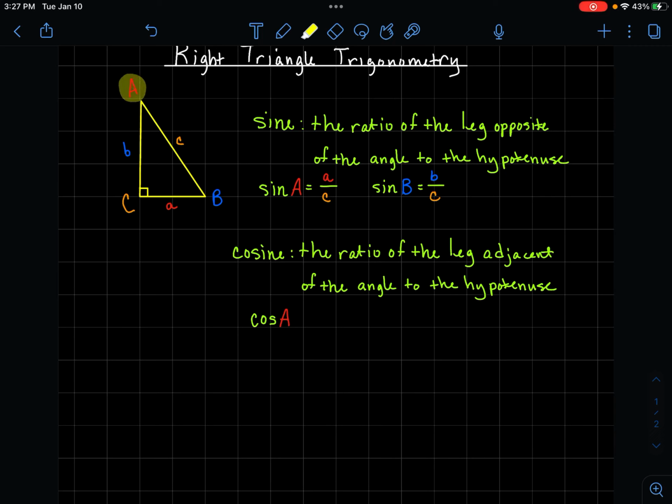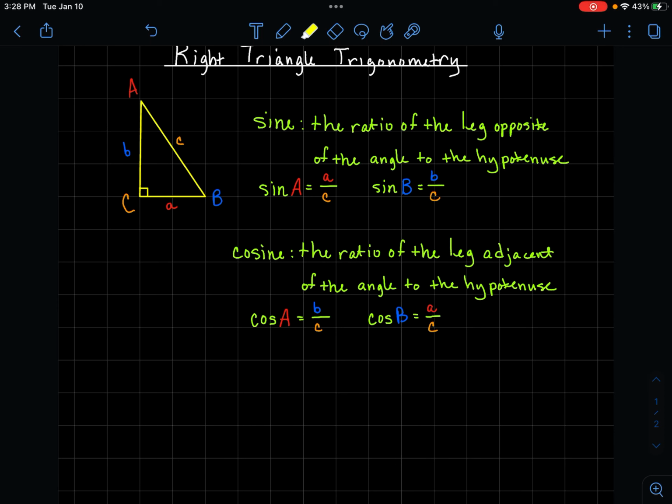So cosine of angle A, identify the angle. Adjacent is the side length that touches the angle, so that's B over the hypotenuse, so then we will say that's B over C. If I want to change the angle and do the cosine of angle B, identify the angle. This time the adjacent side is side length A, and still using the hypotenuse, so its trig ratio will be A over C.